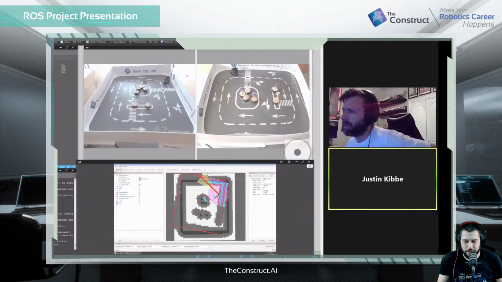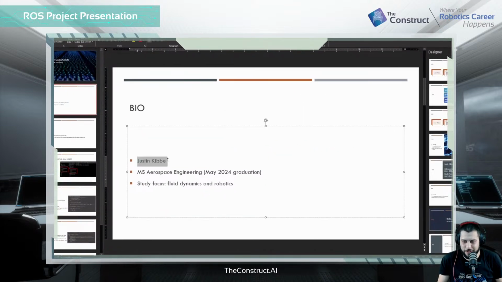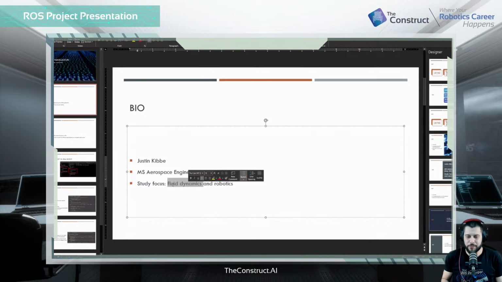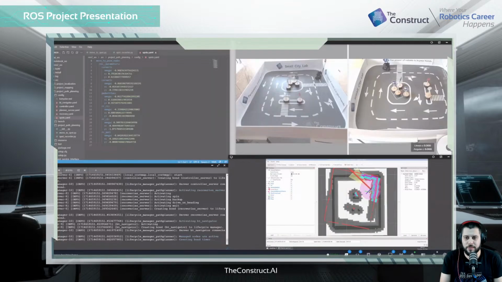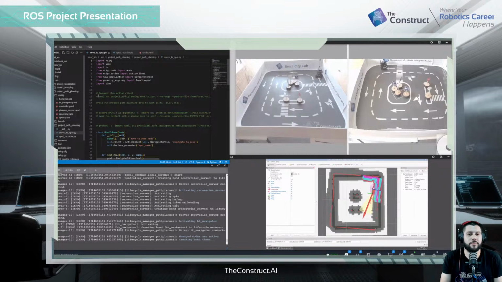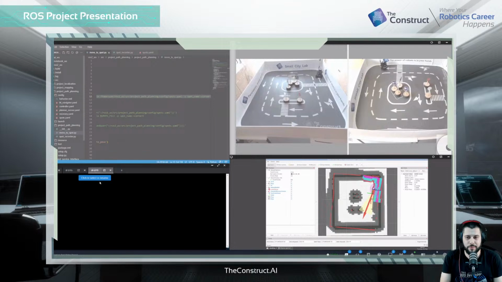Sure. Okay. So my name's Justin Kibbe, master's in aerospace engineering at University of Houston in Texas, and my focus there is fluid dynamics and robotics. What I want to show is just the implementation of the goals of the project and show that they work as intended. And then I'll get into all the little things along the way that I learned.